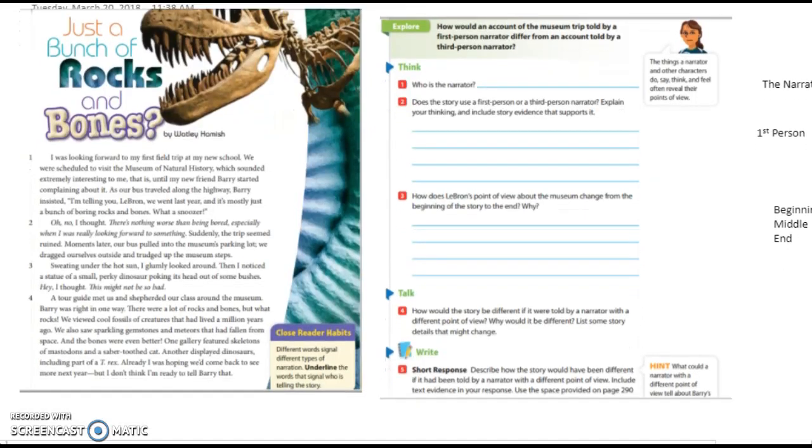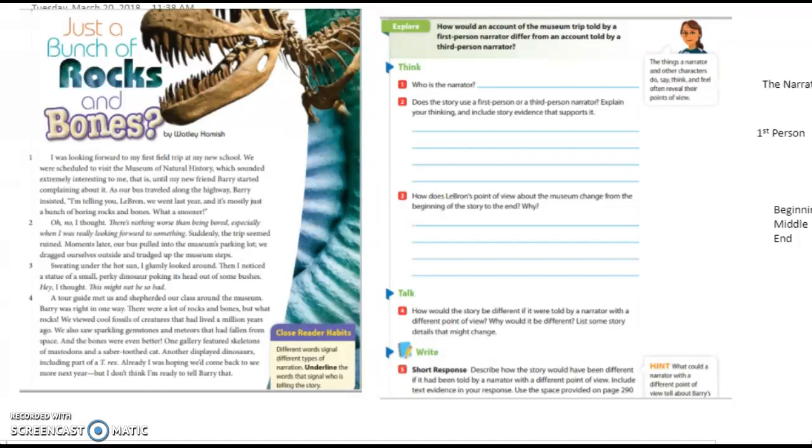Today we are looking at the story, Just a Bunch of Rocks and Bones. And when we look at the story, we need to look at it through the point of view. Remember, we have two types of points of view. One is called first-person point of view, and that's written through the narrator's eyes and how the narrator thinks or feels. Oftentimes you see the word I or me.